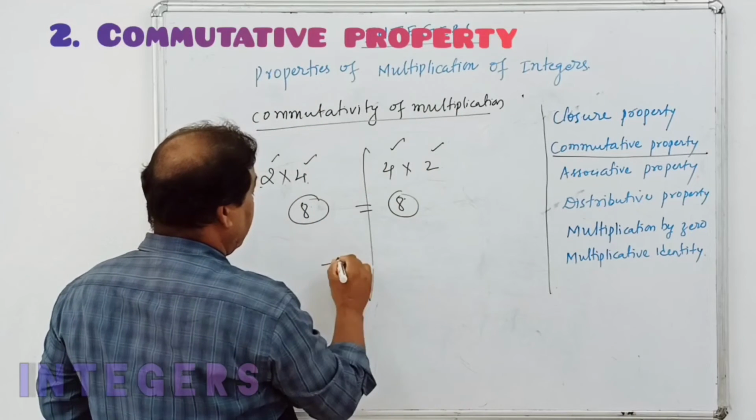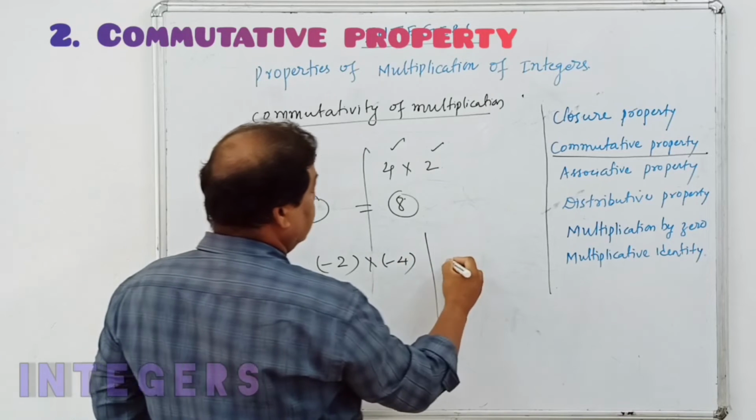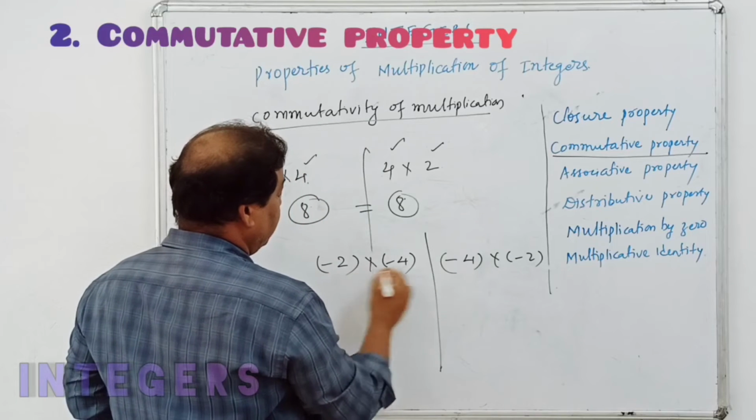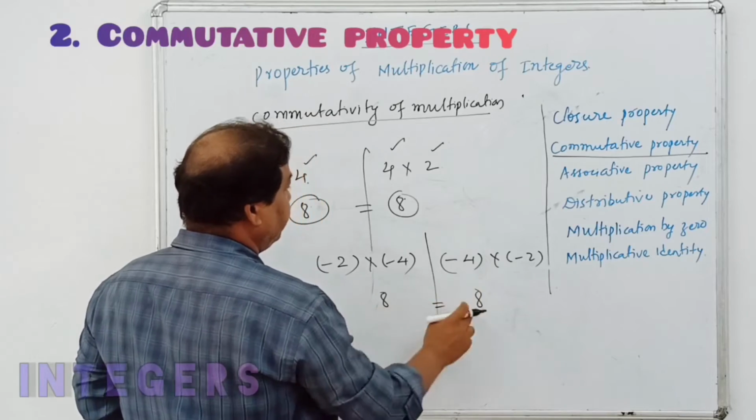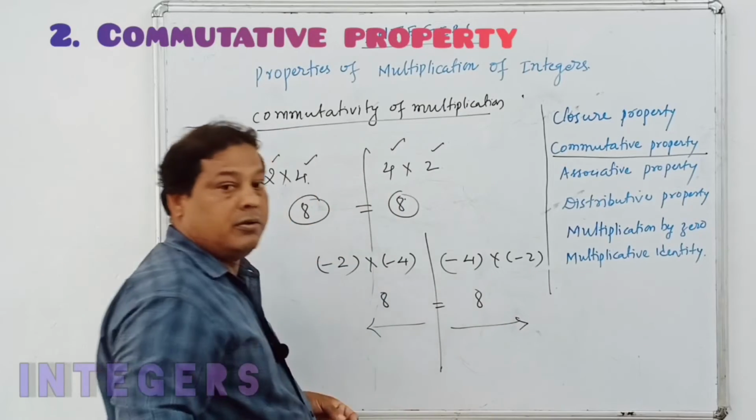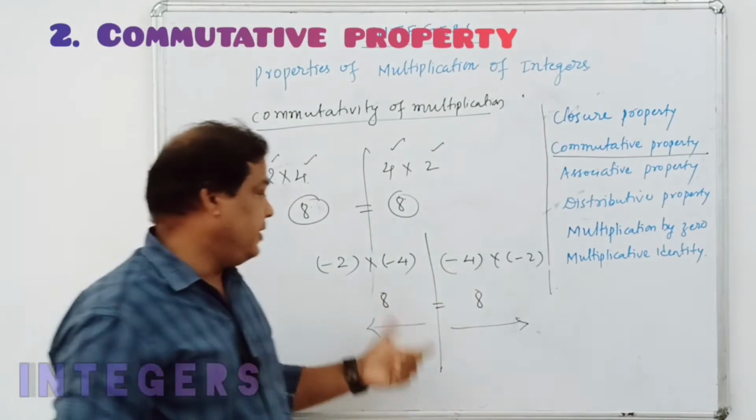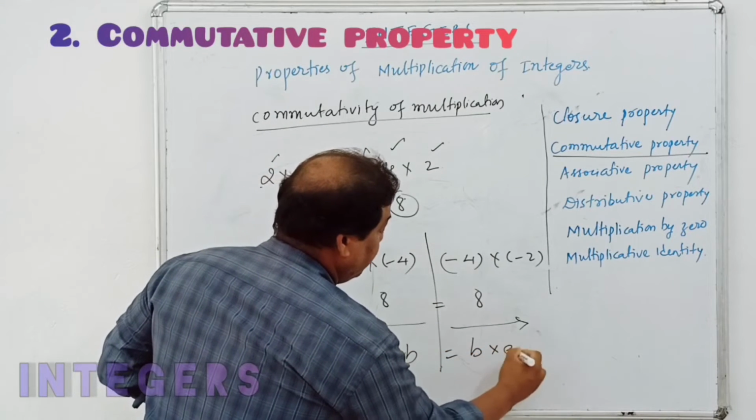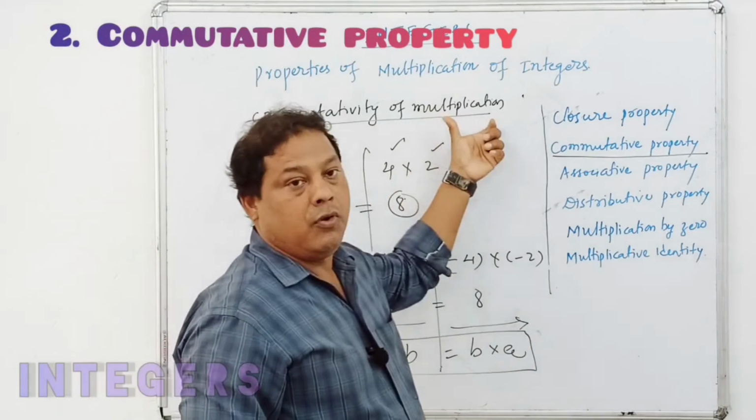For multiplication, take minus 2 and minus 4 on one side, and on the other side minus 4 and minus 2. Minus times minus is plus, 2 times 4 is 8, 4 times 2 is 8. That means 8 is equal to 8. The LHS and RHS are both equal. So in general, for any two integers a and b, we can write a times b is equal to b times a. So it is the commutative property of multiplication.